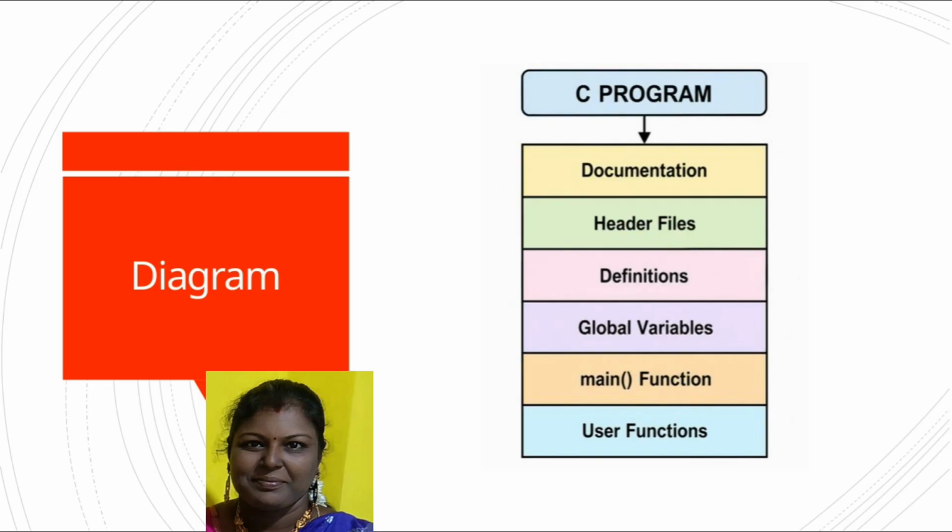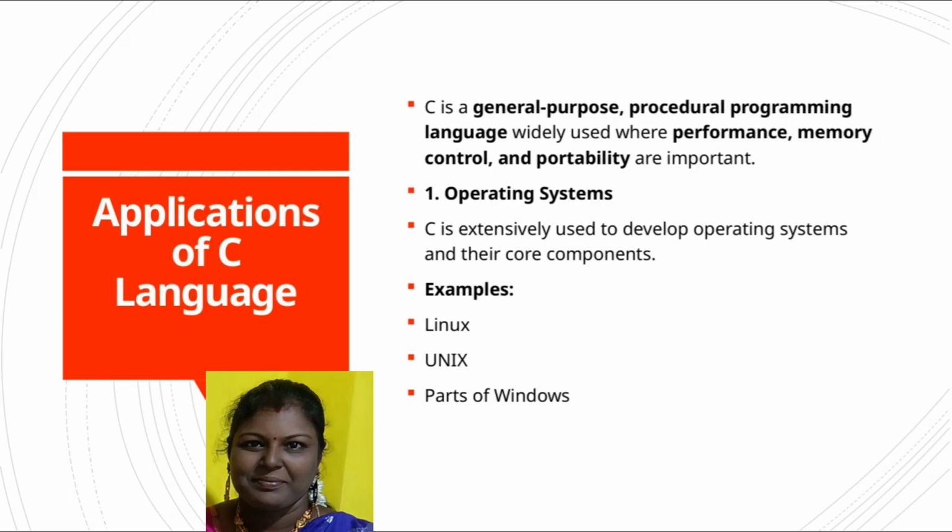C is a general-purpose programming language that's all about performance, memory control, and portability. It's procedural, which means it follows a clear, step-by-step approach to solving problems. Because of these strengths, C is a top choice for building operating systems and their core parts. You'll find it at the heart of Linux, Unix, and even parts of Windows. This slide shows just how foundational C is in creating the software that runs our computers every day.